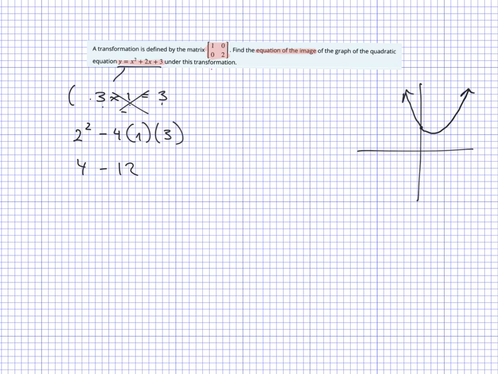Alright, and then we're going to transform it using this matrix. So we're going to move it somewhere, whether it's dilation, left, right, up, down, or reflection. Okay, so that's the general idea of the problem, to find out the transformation of that quadratic. Alright, so I'll just erase this, and we'll get into it.